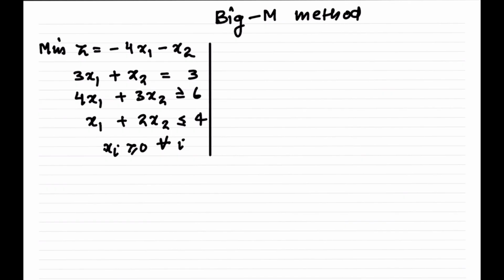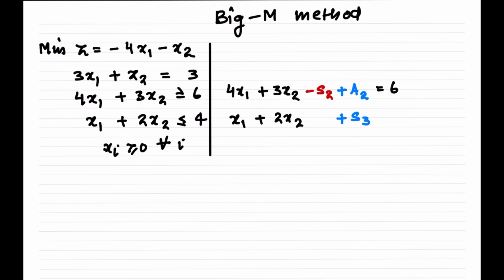So for the second constraint and the third, it's easy. For the second, what we do, we subtract a surplus and add an artificial. So let's say the surplus we subtract is S2 and the artificial we add to compensate is A2. So that makes it into equal to. For the last, what we do, just simply add a slack, say S3, is equal to 4. Now the first constraint is written 3x1 plus x2 is equal to 3.